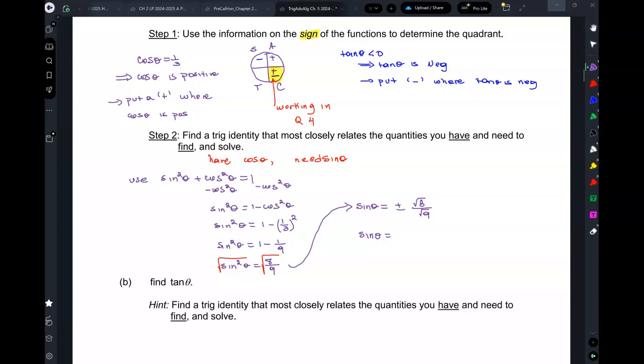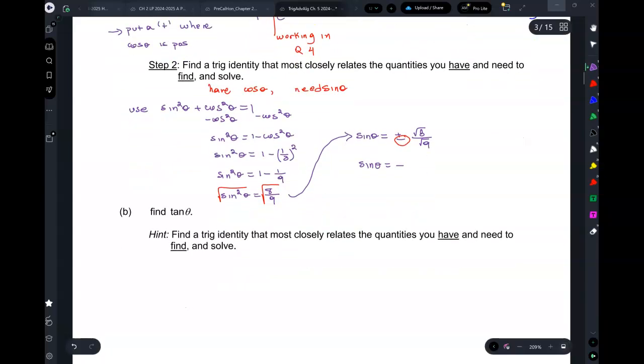That's why we had to look at the quadrant. We're in this quadrant. In that quadrant, we're looking at sine. In this quadrant, is sine positive or negative? Negative. So you choose the minus. Do you see that? So it'll be negative. What's root 8 these days? It's 2 root 2 over 3. So that is your answer.